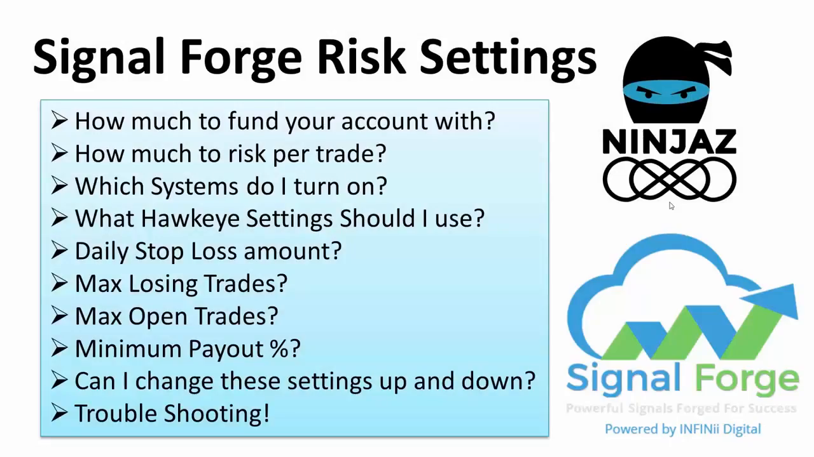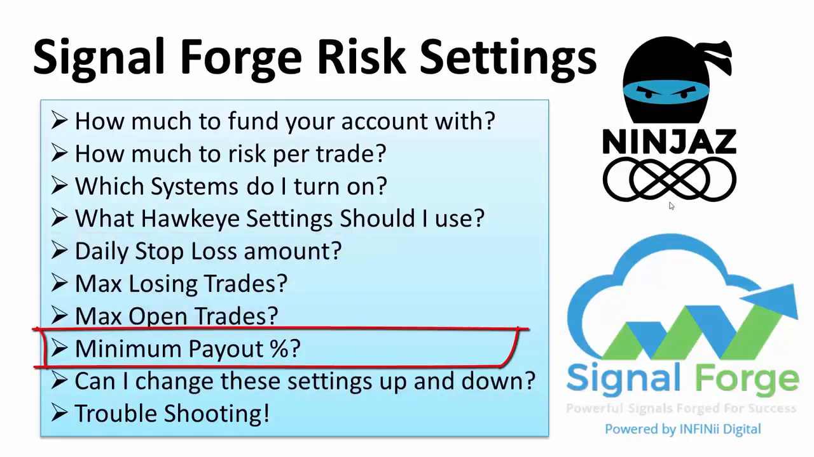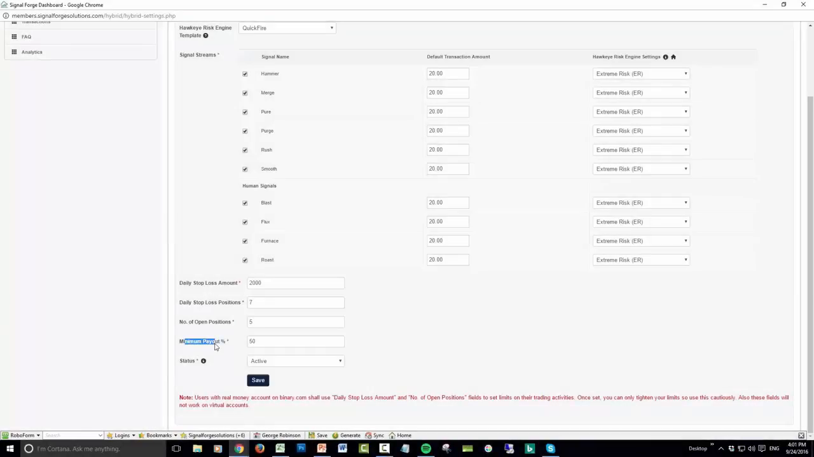Next on our list, we did maximum losing trades and maximum open trades. Now the minimum payout percentage, that's the next field down here, minimum payout, and we've got ours set at 50. What that means is, if we're risking $20 a trade, we will take a trade that's only going to pay out $10. 50% of 20 is 10. If the potential trade we were taking was only going to pay out $9, this setting would stop that trade from happening. Okay.